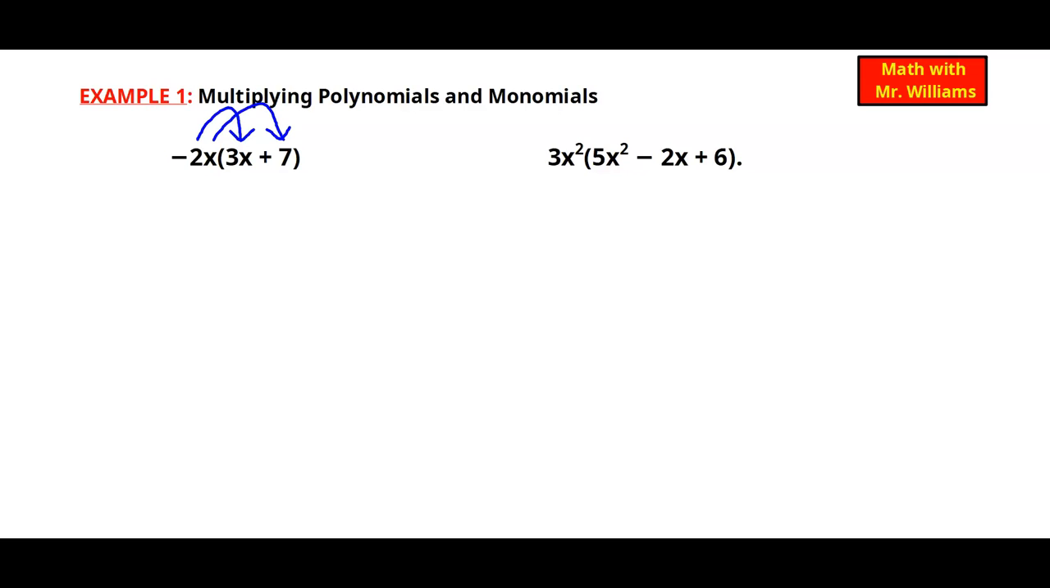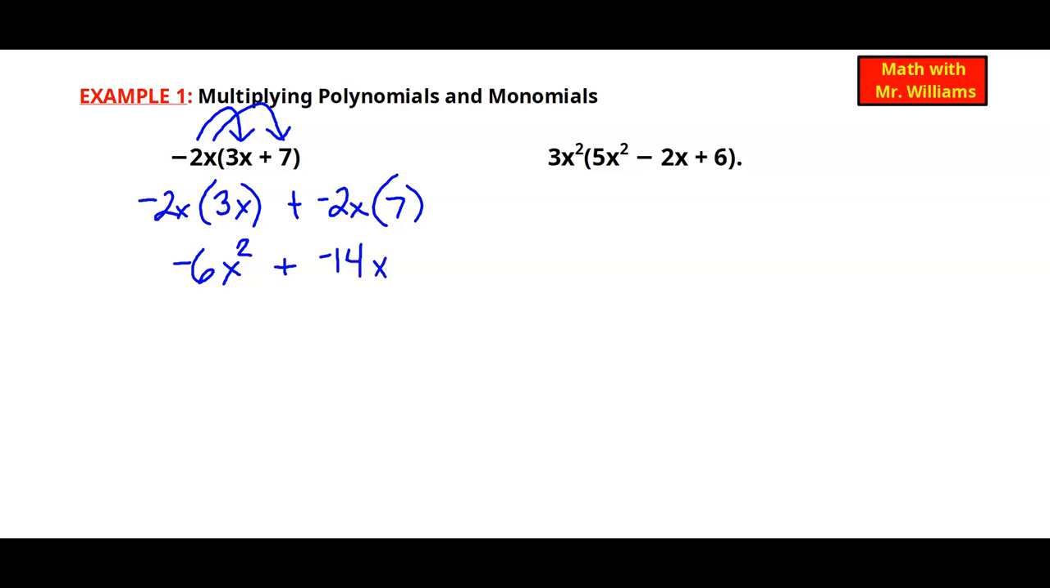All right, so let's go ahead and rewrite that. We have a negative 2x times the 3x, and we're going to add that to a negative 2x times the 7. Negative 2 times 3 gives us a negative 6. The 2 x's here give us x squared. Plus, then we have negative 2 times 7 gives us a negative 14. And then we just bring down the x.